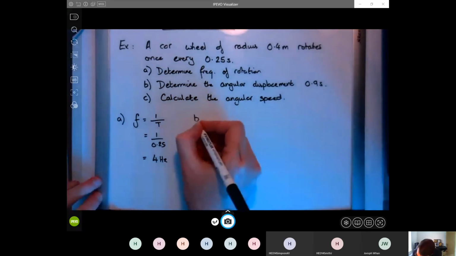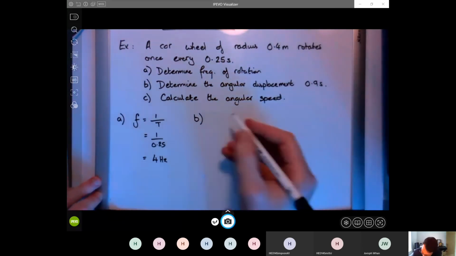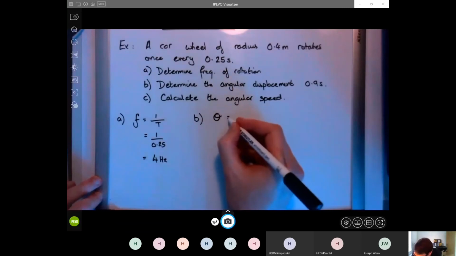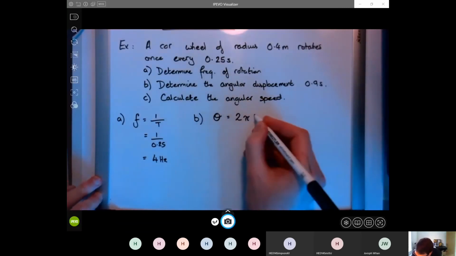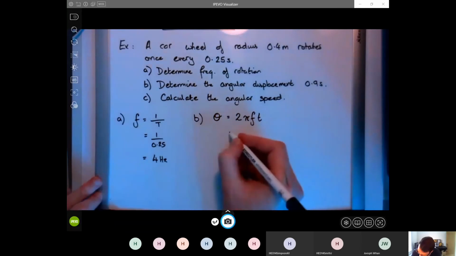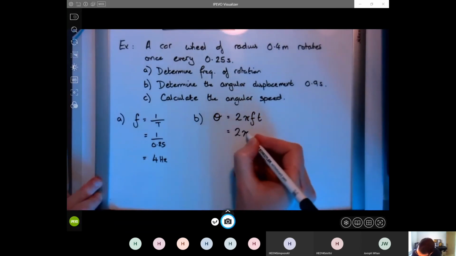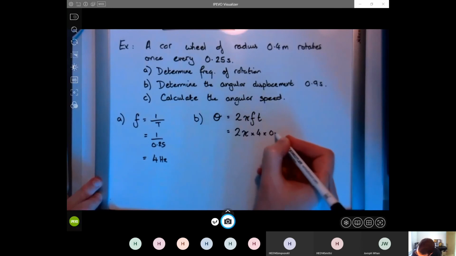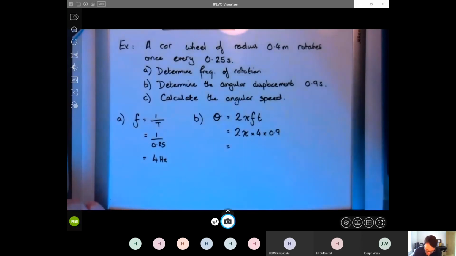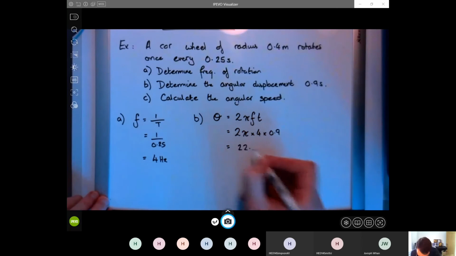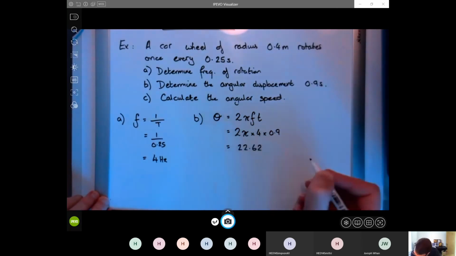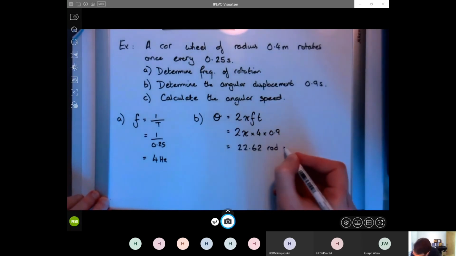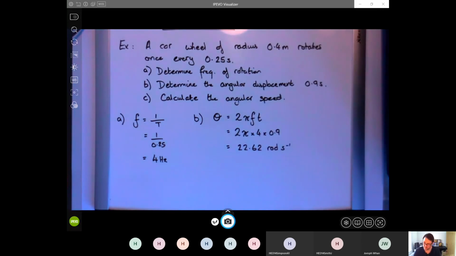But let's do B now. We want the angular displacement. So the angular displacement, theta, is 2 pi f t. So it's 2 lots of pi multiplied by our 4 hertz multiplied by 0.9 seconds. That is going to give us an answer of 22.62 radians.